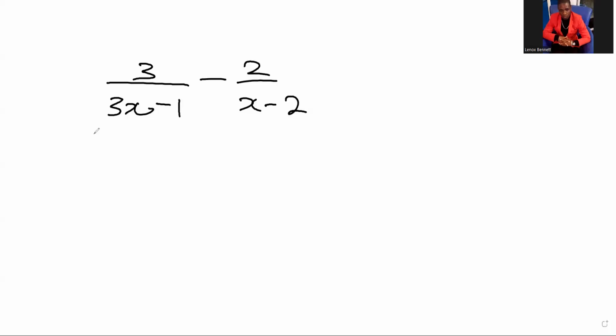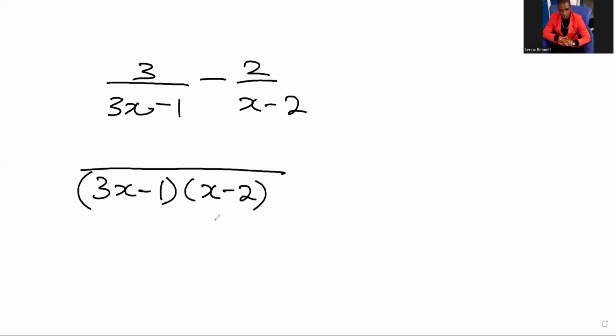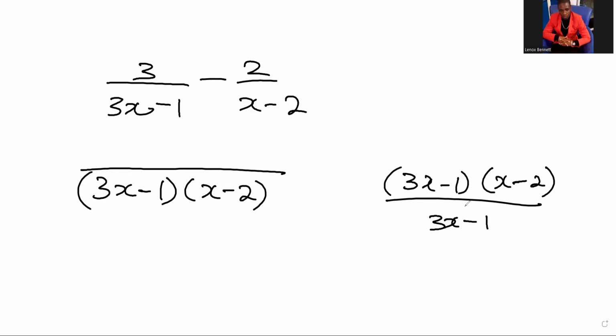Alright, so the final LCM, which you know is the product, is 3x minus 1 times x minus 2. Remember, guys, this is what we're doing: we're dividing the 3x minus 1 into all of this. So naturally, this will cancel out itself. Alright, so we have this leave x minus 2. 3 times x, 3x, 3 times negative 2, minus 6. Remember, a negative times a positive, negative.